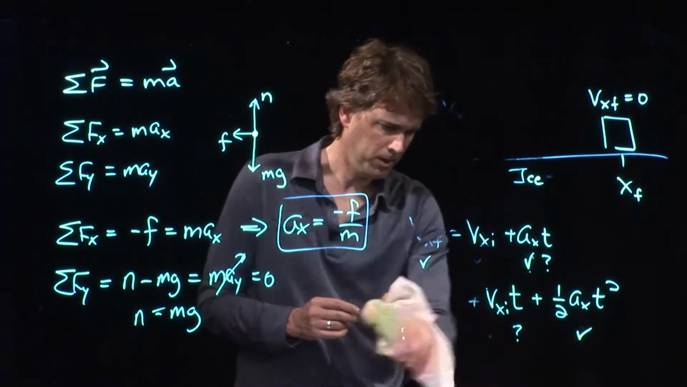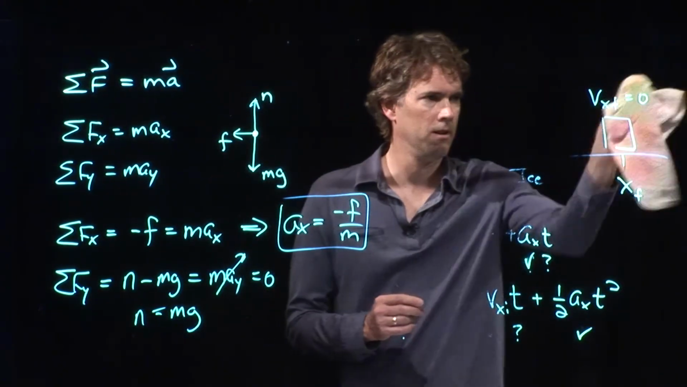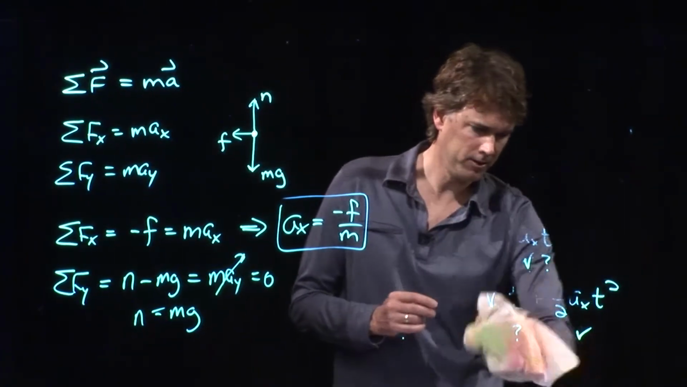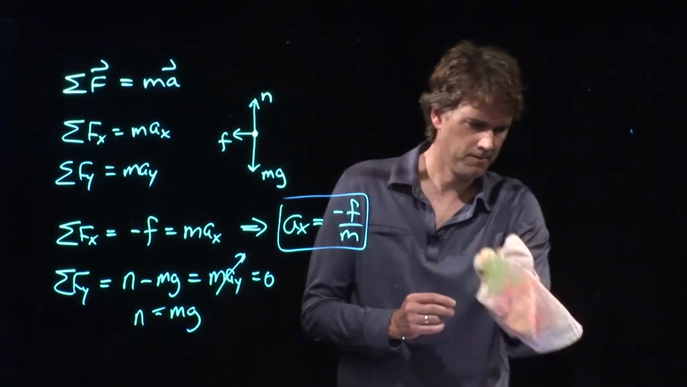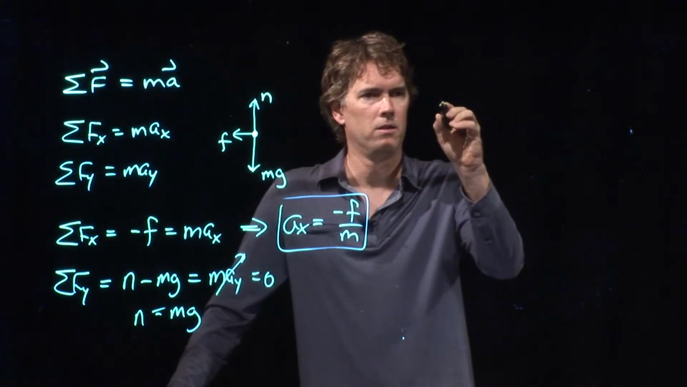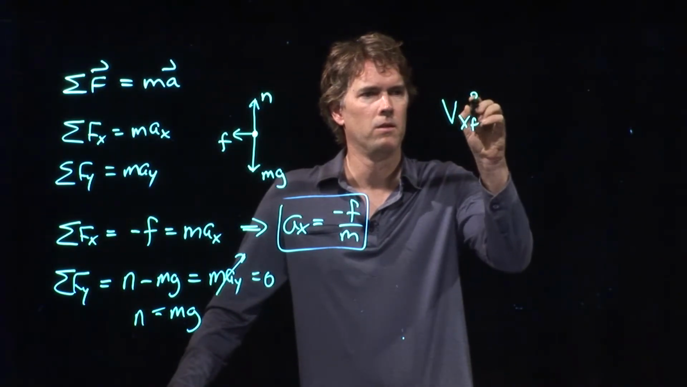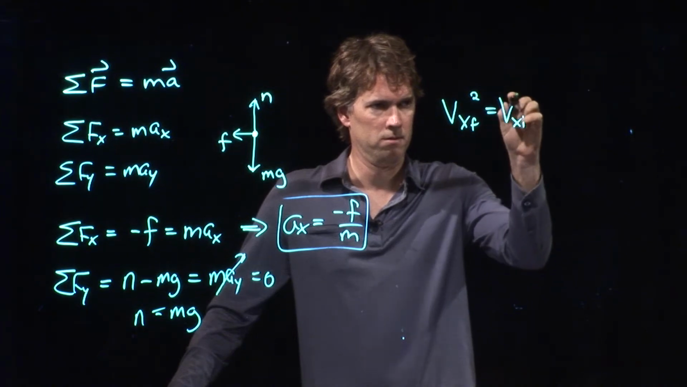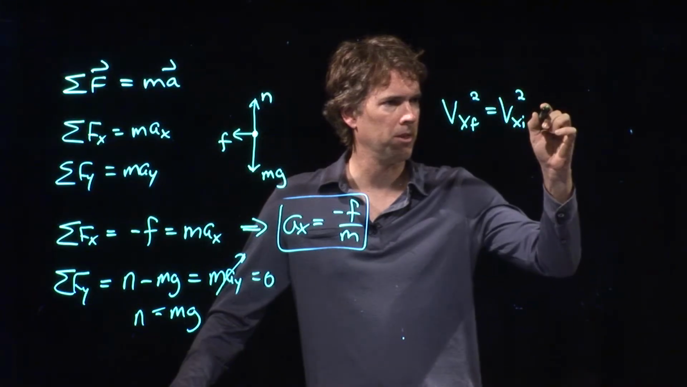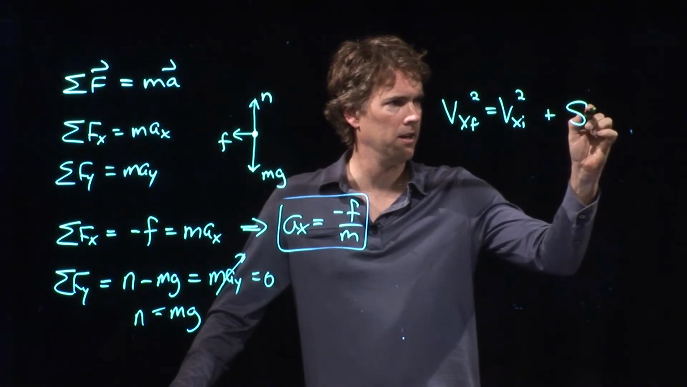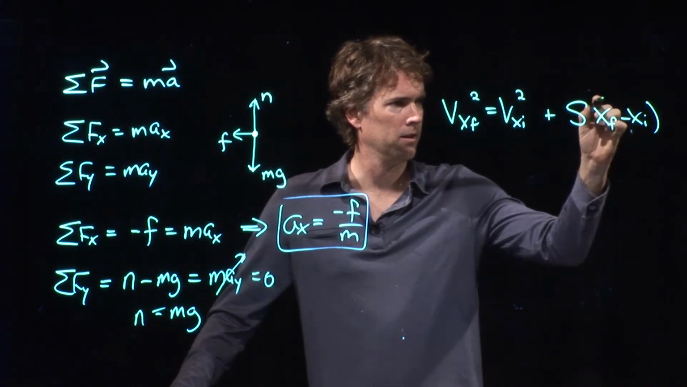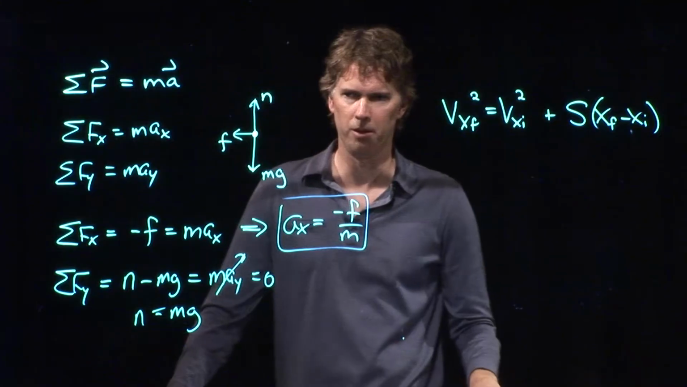Megan, do you remember what that kinematic equation is? Bits and pieces. Isn't it the one with the velocity final squared? Yep, absolutely. Something about velocity final squared equals velocity initial squared, something with x final minus x initial. Okay. Good. What's that something that we want to put in there?